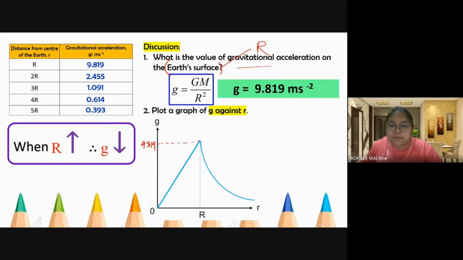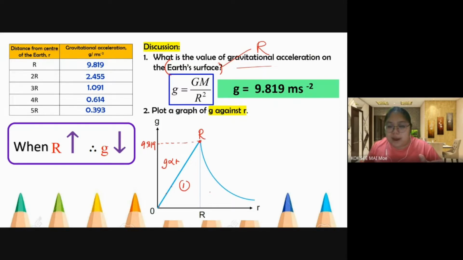Okay, after this point, you'll find they're dropping already. They drop 2.4, 1.0, 0.6 until 0.3. So when we plot, you find there's an inversely proportional graph. So from here, the first part, I can say G is directly proportional to R, because they keep increasing and pass through the origin. Until where? Until the maximum at R, then it stops.